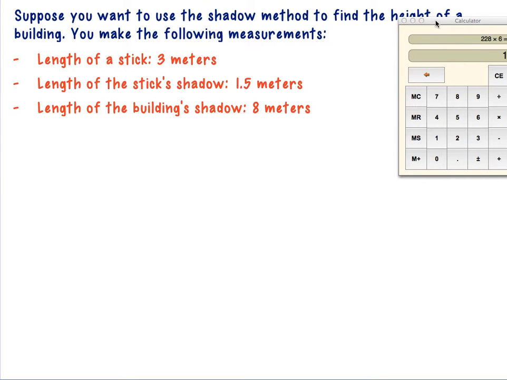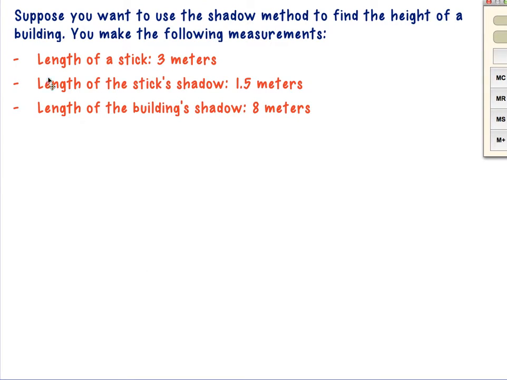All right, so now let's go ahead and use this method without a picture, just looking at the information we're given. So you're outside and you want to find the height of a building, and you find a stick that's 3 meters, and its shadow is 1.5 meters, and then you know the building's shadow is 8 meters. So again, you can find corresponding parts just by saying, okay, shadow and shadow. So here I have shadow and shadow, and then I have the height, and then I want to find the height of a building. So in that case, that's what I'm looking for.